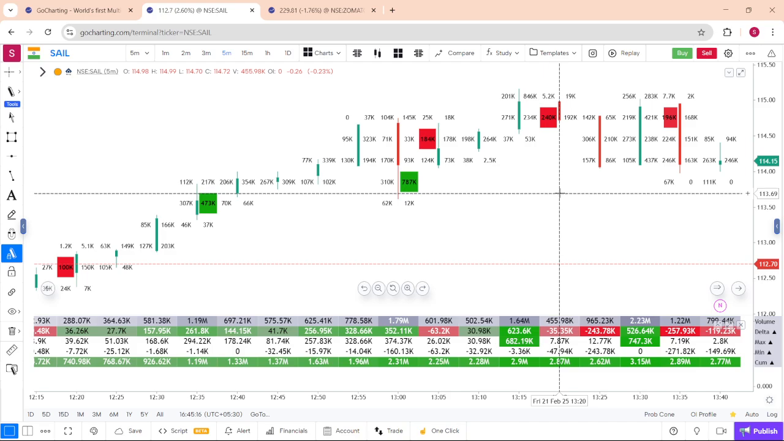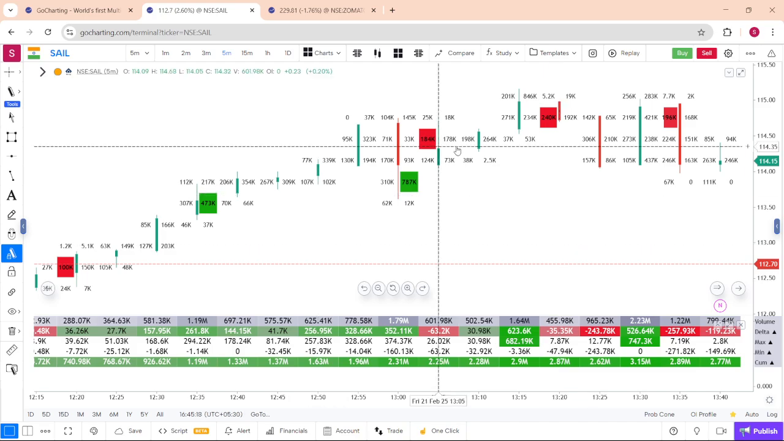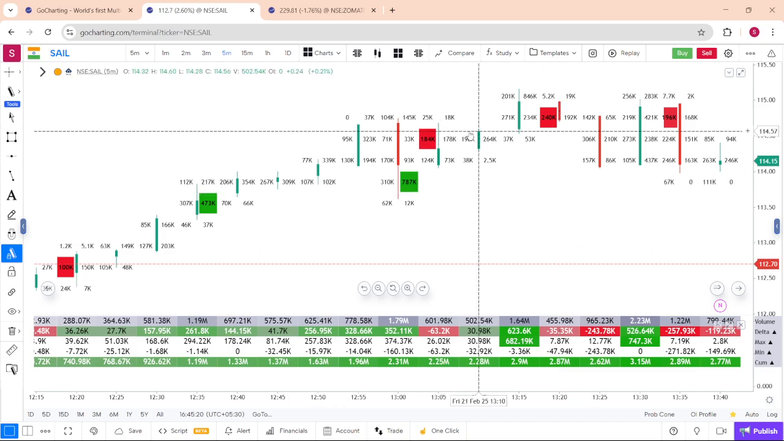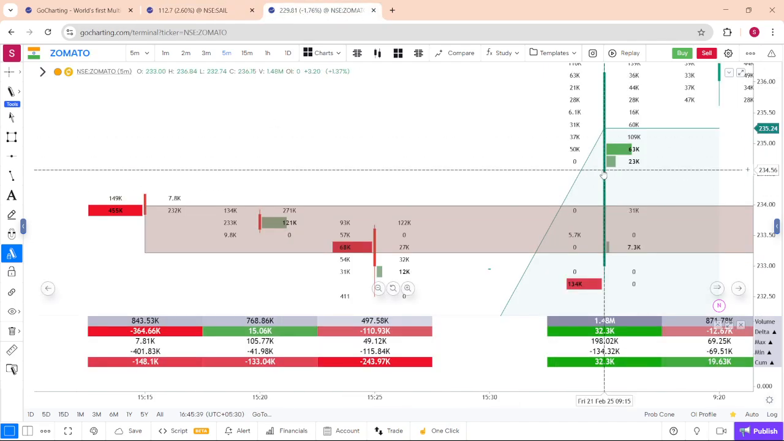Correct? So entry point and exit point, you need a target, at least some 1%, 1.5%, 2%. If you are getting 2% in equity, it's a decent return. It's a huge return. You have to exit from there. And we will see what has happened in this Zomato.